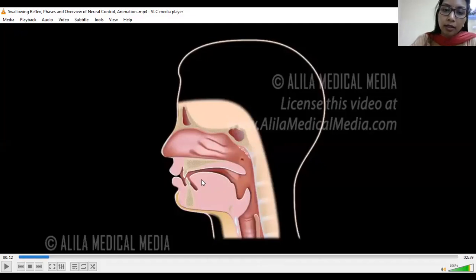Especially that of the tongue, the soft palate. Hard palate does not move, it is a bone. So the soft palate, the tongue, the epiglottis, and observe the esophagus.